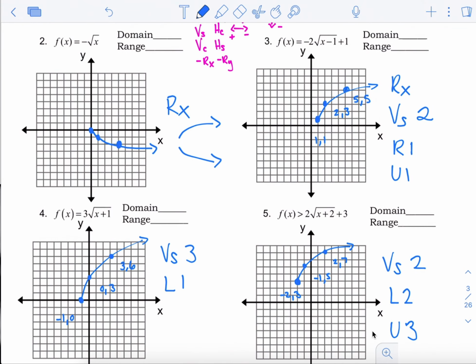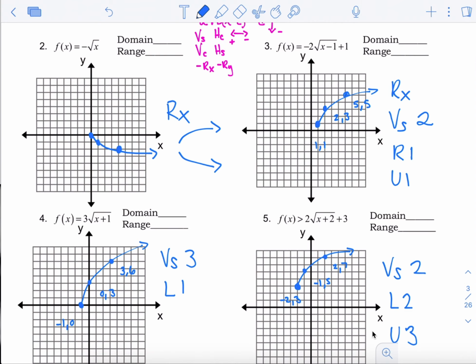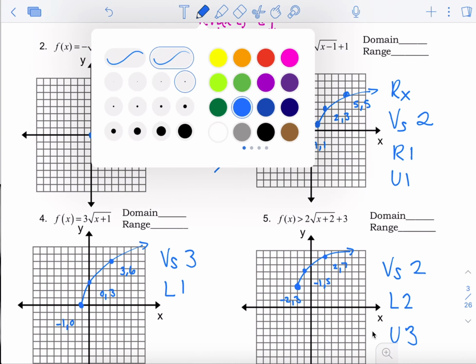All right, I'm going to pause the screen for just a second in case you need to copy any of those graphs to get them exact, and then let's talk domain and range.